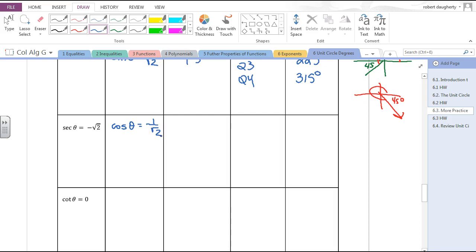And what we did just a moment ago still applies. Negative 1 over the square root of 2. If I multiply that by square root of 2 over square root of 2, to rationalize it, I get negative square root of 2 over 2. So cosine corresponds to what value?